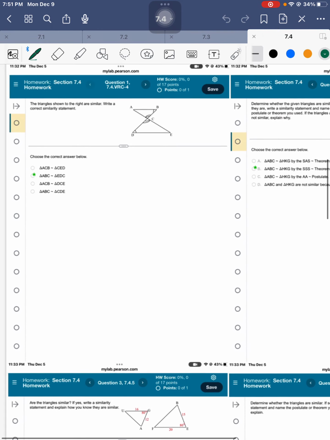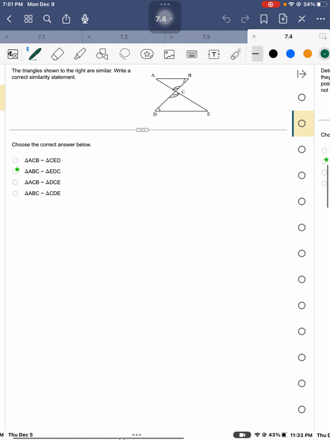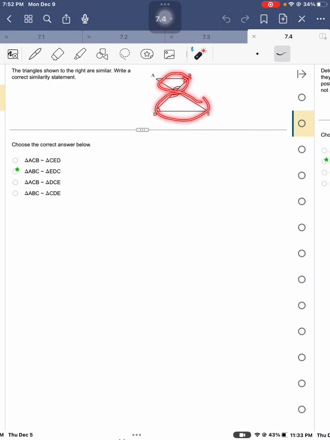All right, so let's do the last one for the quiz, 7.4. So here we have question number 1. Okay, so question number 1. The triangles shown to the right are similar. Write a correct similarity statement.